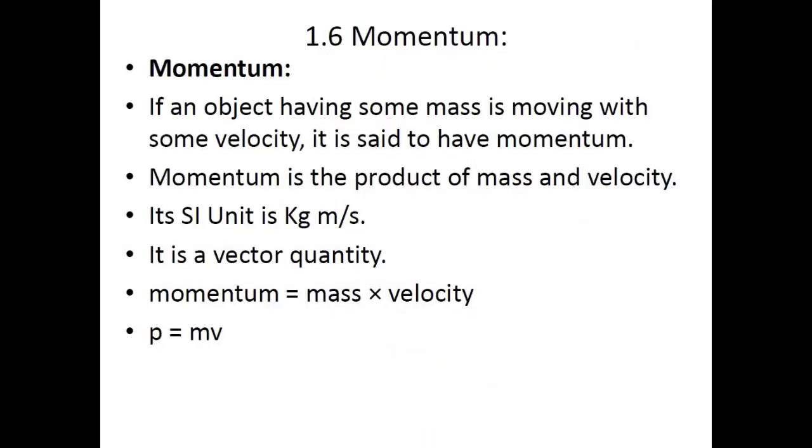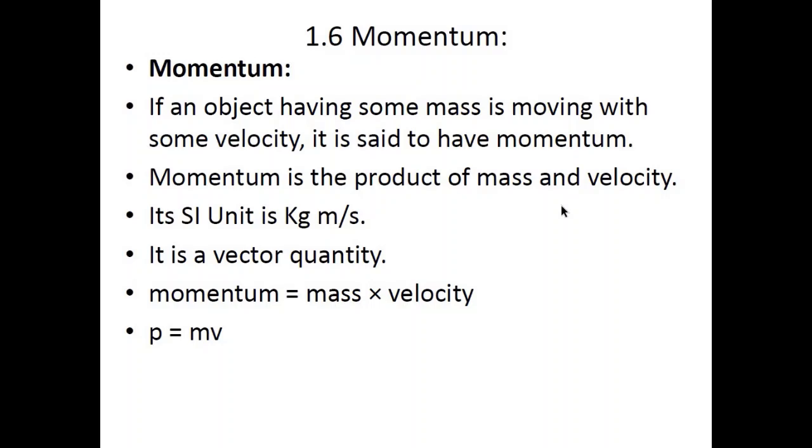Momentum. You can define momentum as follows: if an object having some mass is moving with some velocity, with some speed, then it is said to have momentum. Momentum is basically the product of mass and velocity or speed, whatever you want to call it. Its SI unit is kilogram meter per second, or kilogram meter second inverse.